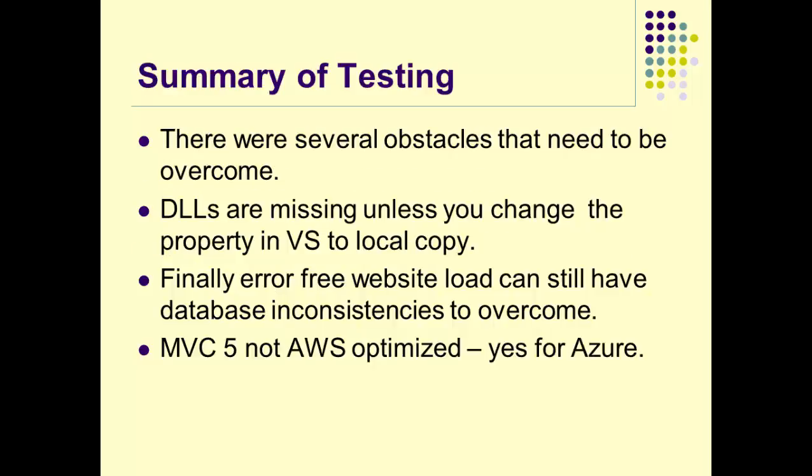The biggest obstacles were missing DLLs that had to be flagged to local so that they would be included in the publishing to AWS. This local flag copied them into the project, and then they were available for the AWS copy. Also, MVC5 is not AWS optimized. When you create a project, there's an option to create it as an Azure cloud computing project, but there's no help facility for AWS.